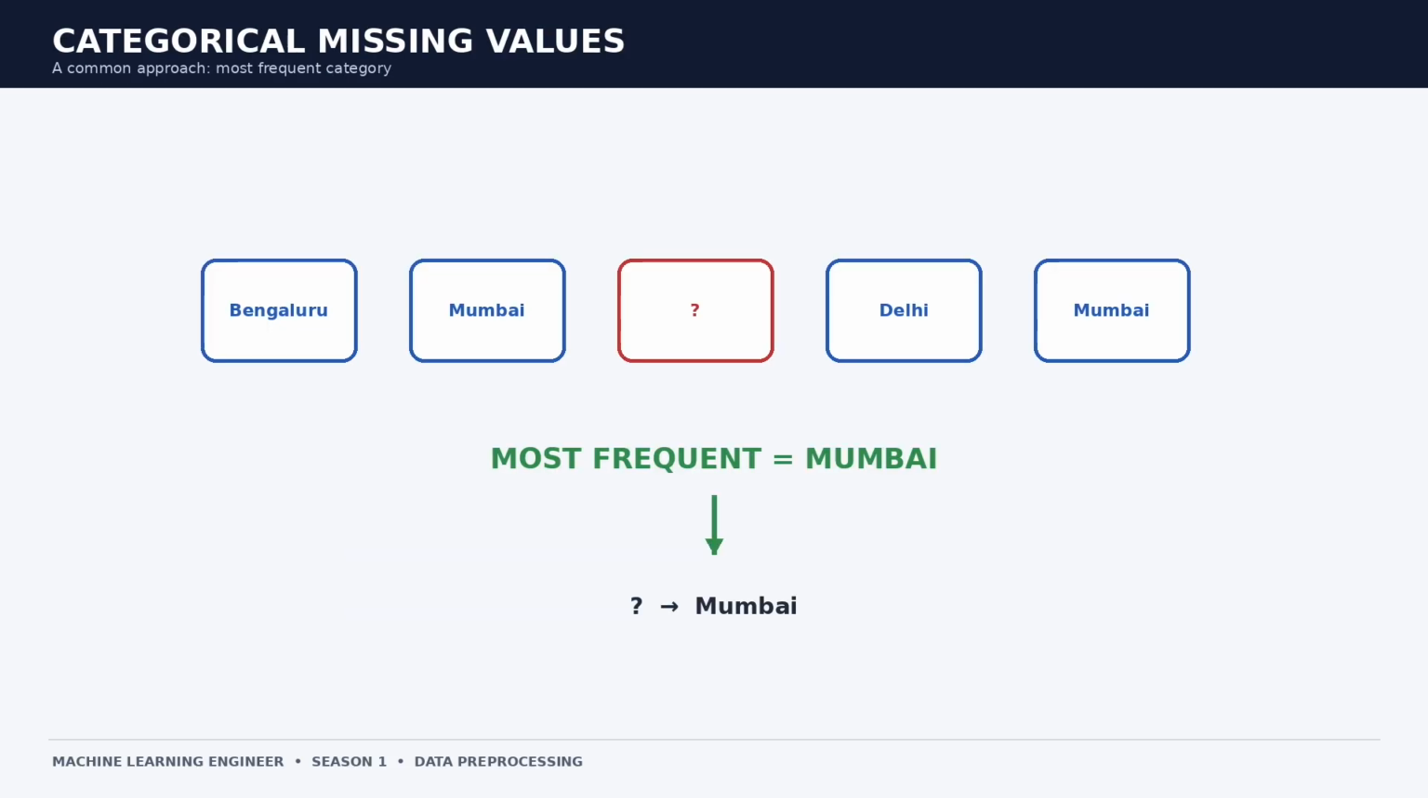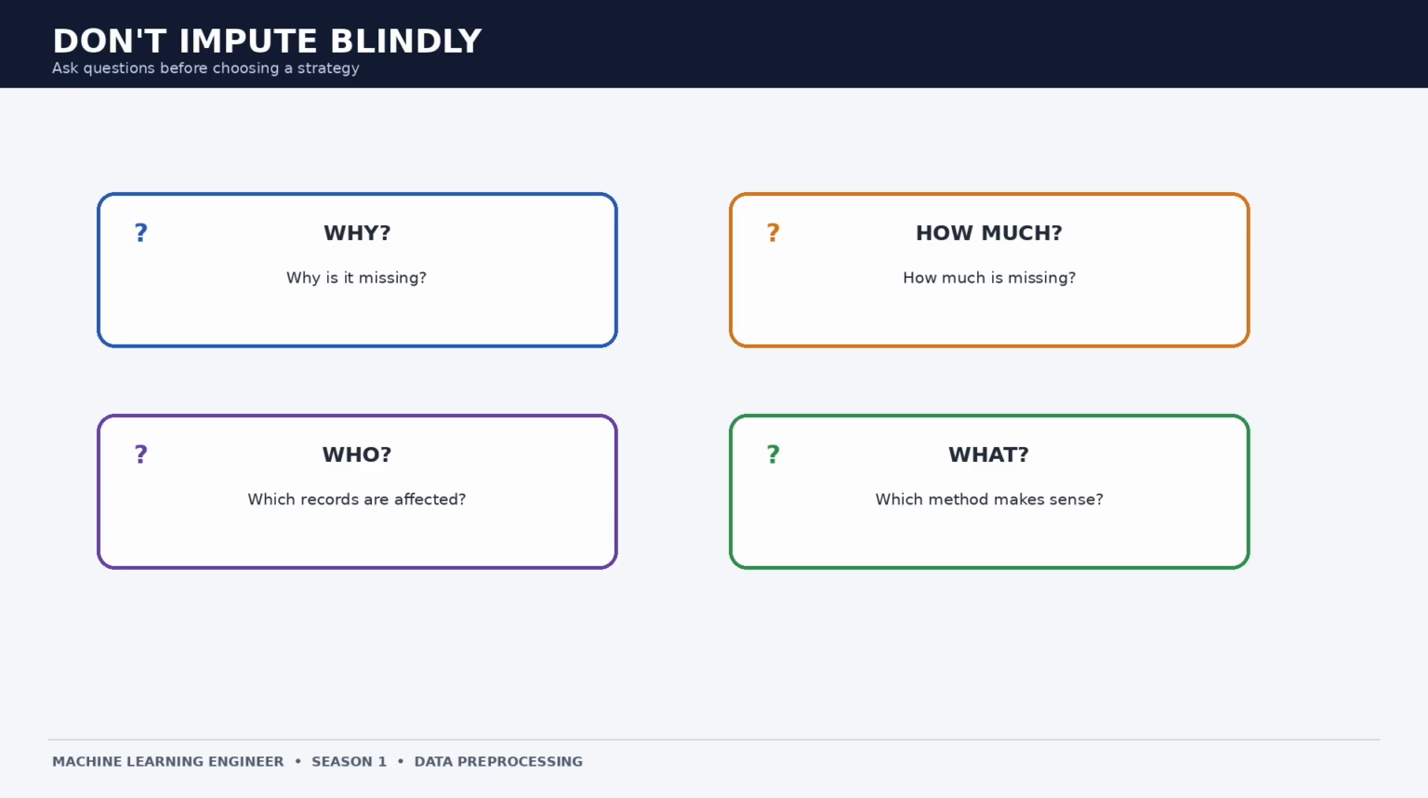For categorical data, one common approach is to replace missing values with the most frequent category. But this also needs to be used carefully. If the missingness itself contains information, replacing everything with the most common category could actually introduce bias. The important lesson is this: don't treat pre-processing as a collection of automatic rules. Understand the data first. Ask why the value is missing and choose a strategy that makes sense for the problem.